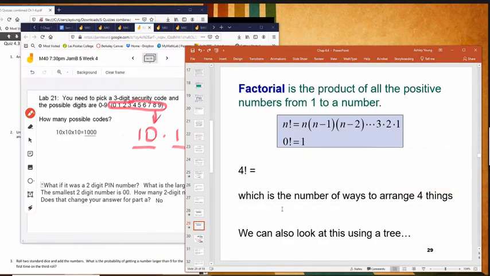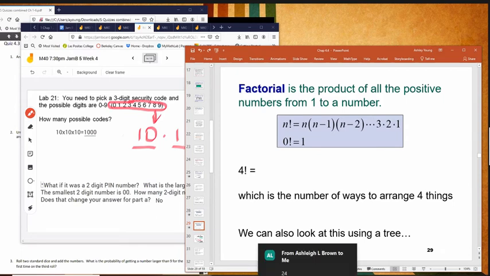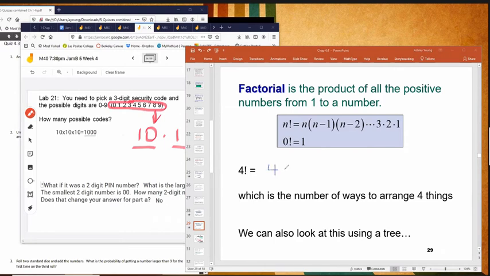All right. Looks like I have a whole bunch of answers in there. Great. 4 factorial is, yep, I start with 4 and multiply all the way down to 1, which is 24. That is the number of ways of arranging 4 items.